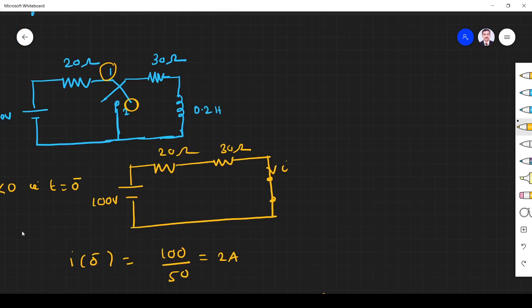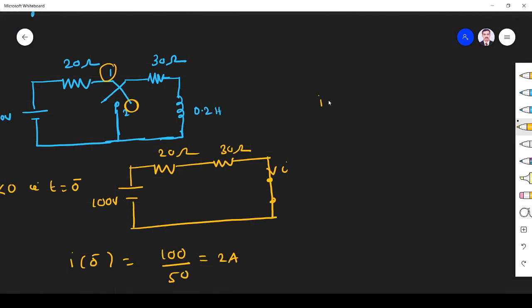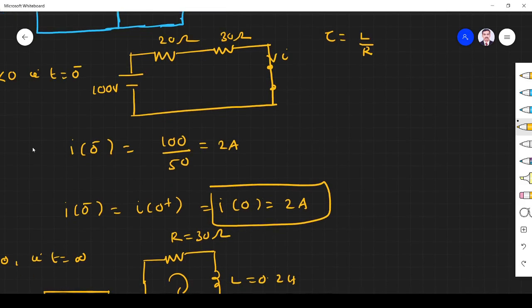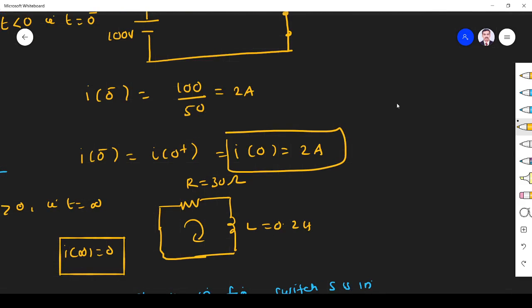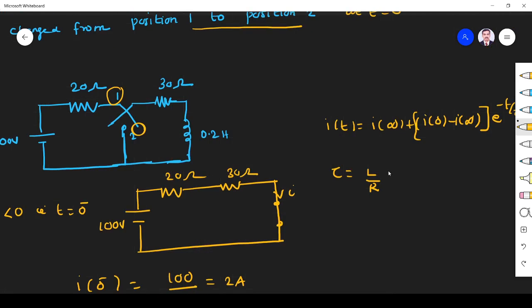So we know the current flowing through the circuit in an RL circuit is I of t is equal to I infinity plus I of 0 minus I infinity, e power minus t by tau, where tau is equal to L by R. That tau is a time constant that we have to find in the final stage. What is the L value here? 0.2, R is 30. So 0.2 by 30.